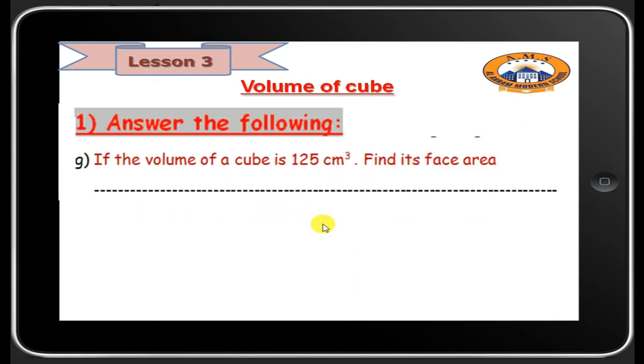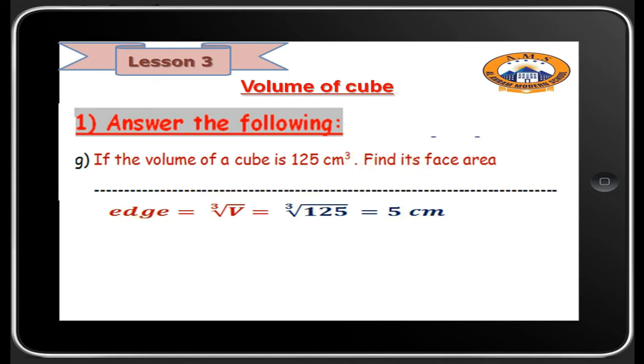Okay. This is the last exercise that we have here for the volume of the cube. If the volume of the cube is 125 cubic centimeters, find the area of one face. So to get the edge length, all you have to do is use your calculator, shift root, that will give me the cubic root of the volume to get the edge. So shift root, and you put 125. Okay, that will give you 5 centimeters. This is the edge length.